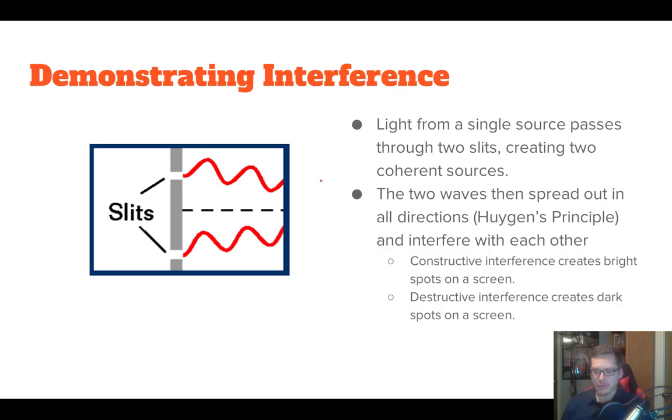All right, and now if we establish a screen over here somewhere where these two hit, if they hit each other constructively, meaning the crests hit each other, then we'll get a bright spot. If they hit each other where they cancel each other out, then we'll get a dark spot. We call that destructive interference. Constructive interference is also known as a maxima, and destructive is known as a minima.